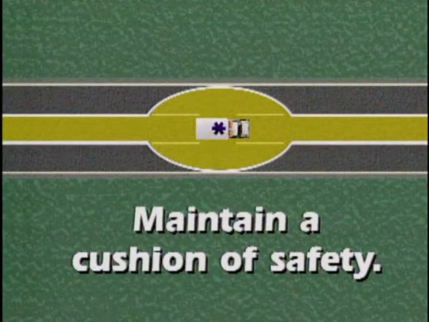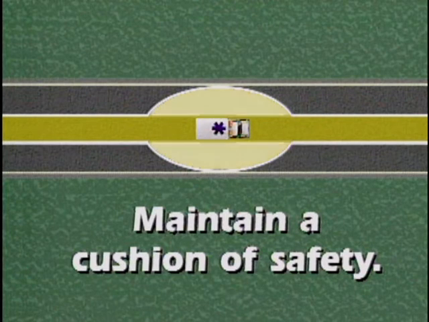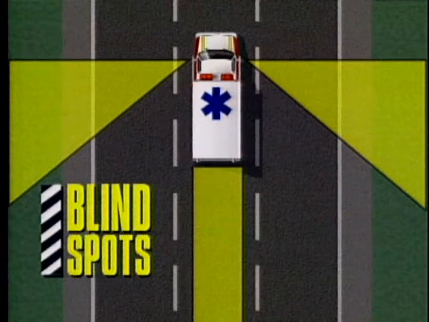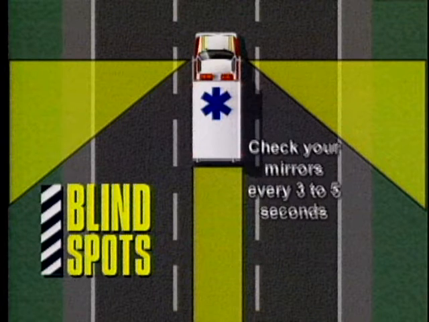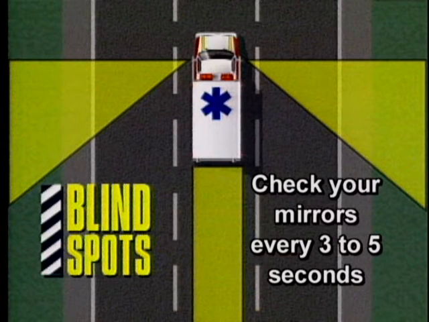Now, let's look at another area of your cushion of safety, the sides of your ambulance. Inexperienced operators are often surprised by the size of the side blind spots. Even with properly adjusted seat and mirrors, and leaning in your seat to reduce your blind spots, it still may be difficult to spot vehicles in your blind spots. That's why it's important to get into the habit of checking your mirrors every 3 to 5 seconds. It will help you spot vehicles as they move into your side blind spots.